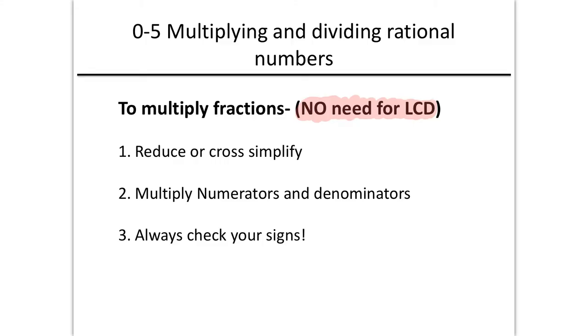easier. Step number two, you multiply the numerators straight from left to right, and the denominators straight from left to right. So you don't have to cross multiply, you don't have to do anything. You just take the top numbers, the numerators, and multiply those, and then you take the bottom, the denominators, and multiply those. And number three, always check your signs because we are going to have negative fractions and positive fractions. So you have to follow the steps when you multiply or divide fractions. So let's go ahead and look at some examples.